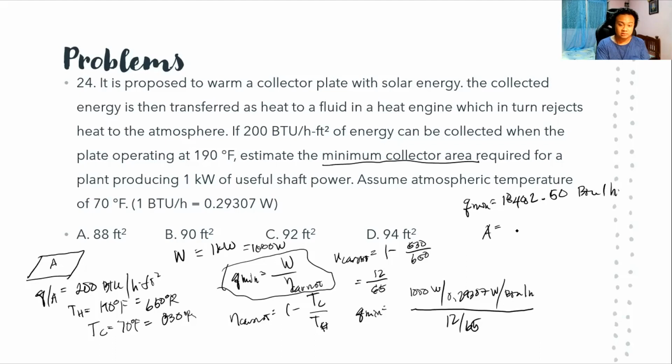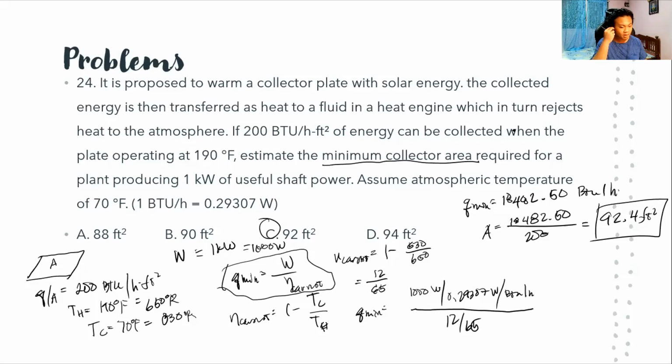Okay, and then if you get the area, you just have to divide this by Q over A. So 18,482.5 over 200. And then you can get the area, 92.4 square feet. Okay, that's it. So the nearest answer to that is letter C. So let's continue to the next problem.